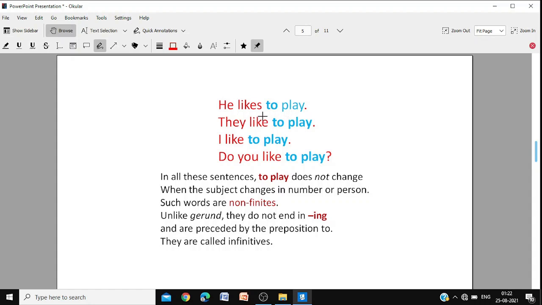Now look at these sentences. He likes to play. They like to play. I like to play. And do you like to play? It can be he, it can be they, it can be I, it can be you. To play does not change. This will change. This is a finite verb. Likes will become like. But to play does not change. Whether you change the subject in number or in person, these words are called non-finite verbs.